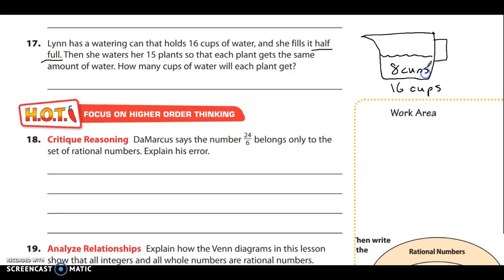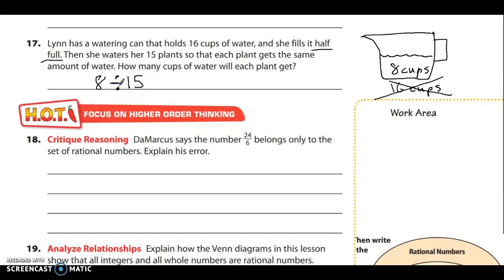So she has 8 cups of water, and we don't need this number right here, 16. We used it to figure out how much water she has. She has 8 cups of water, and she's going to divide that among her 15 plants. 8 divided by 15 is not a normal type of division problem. You can't really solve it.